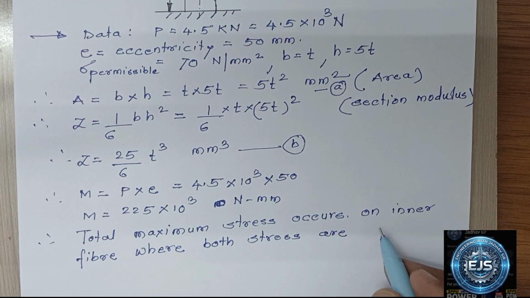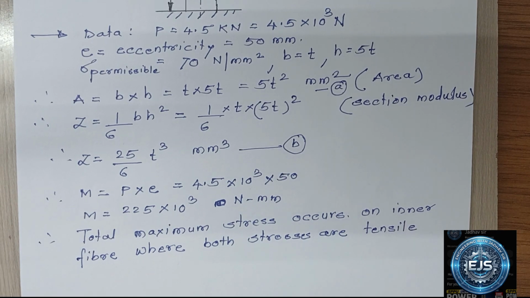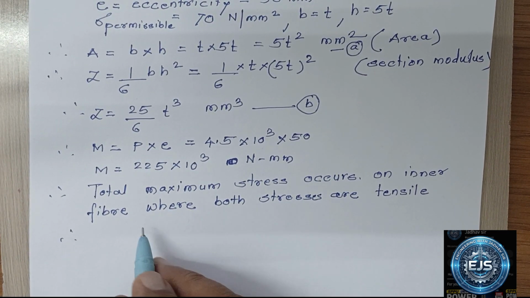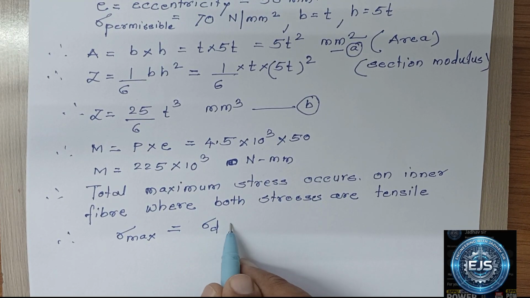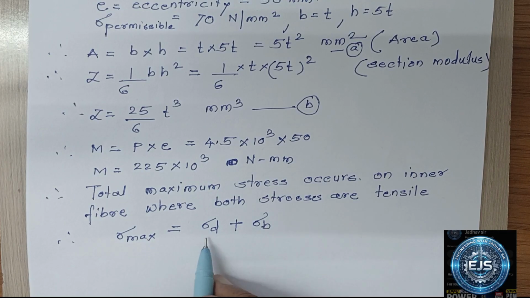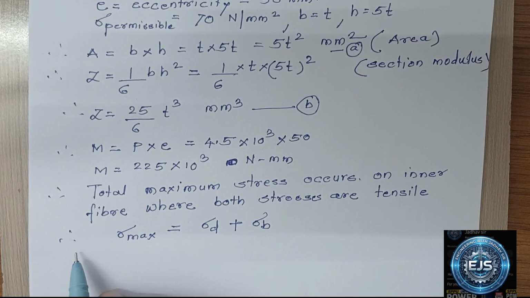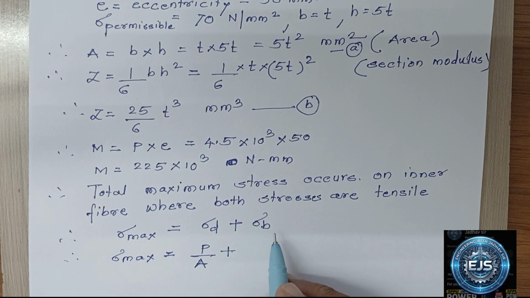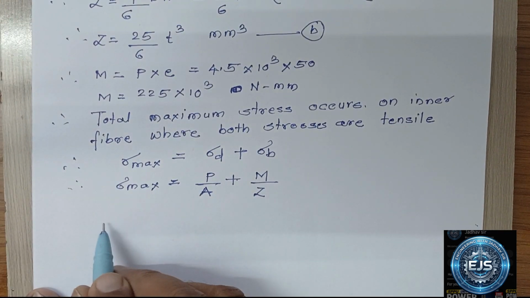Direct stress is of tensile nature and bending stress is also of tensile nature, so both will be added. Both stresses are tensile at the inner fiber. Therefore, sigma max is equal to direct tensile stress, sigma d, plus sigma b, the bending stress of tensile nature. So we can put the values. Sigma max is equal to direct stress, calculated as P by A, load divided by area, plus bending stress, calculated as M by Z.